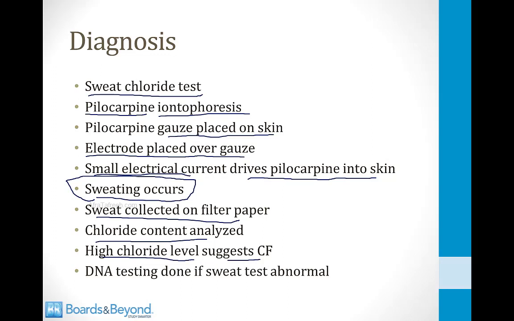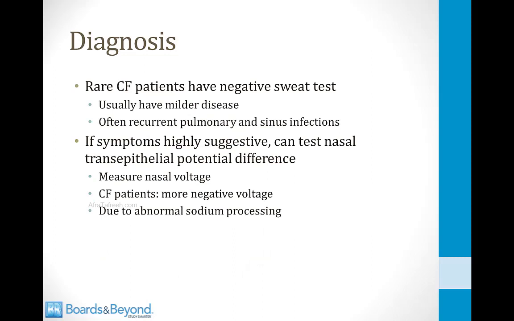If this test is abnormal, you follow it up with DNA testing, but this is done as a screening test because the DNA testing is expensive and it takes time to do. Now, there are rare CF patients who have a negative sweat test but still have cystic fibrosis. These kids usually have milder disease. They mostly have recurrent pulmonary and sinus infections.